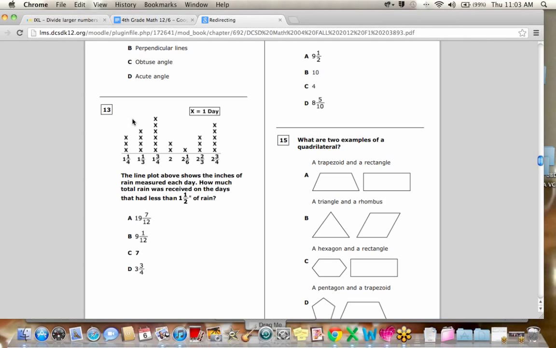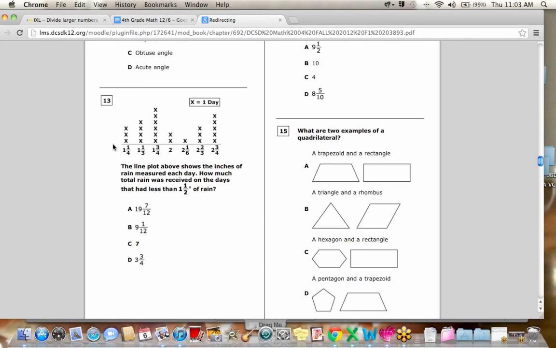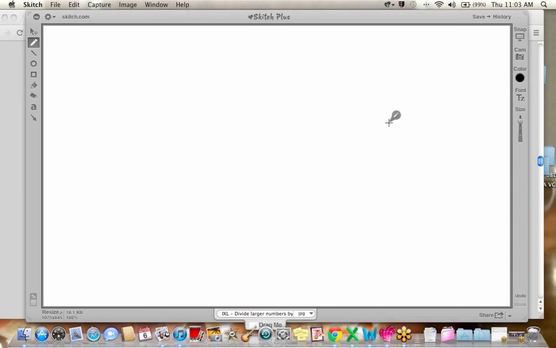So we're only worrying about these 7 days because those are the only days that received less than 1.5 inches. So what we need to do is add up 1 1/4 plus 1 1/4 plus 1 1/4 plus 1 1/3 plus 1 1/3 and so forth. Or we can multiply 1 1/4 times 3 and then add it to 1 1/3 times 4. So that's what we're going to do.